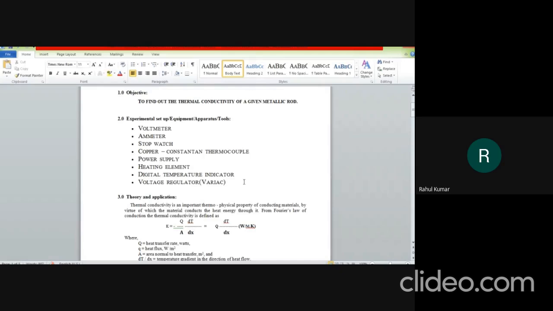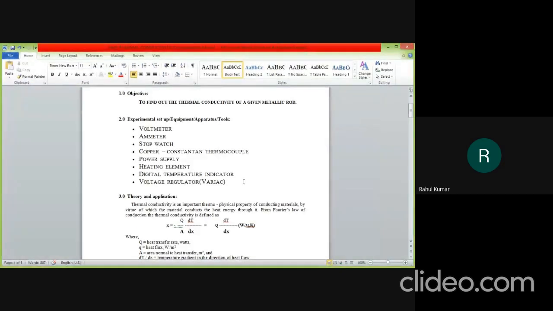Heating element is required because due to heating element temperature will increase. We will have a temperature gradient and then we can calculate thermal conductivity. We should have digital temperature indicator which will indicate temperature reading on machine. We should have voltage regulator known as variac. Voltage regulator will give us different values of voltages and we can vary the value of voltages.